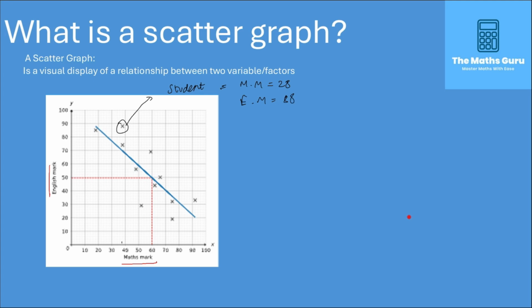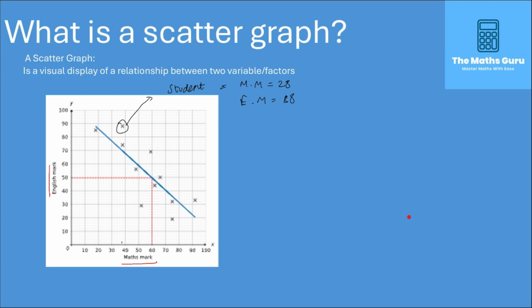So a scatter graph can help us determine the relationship between how a student did in their English compared to their maths, and see if there's any correlation between people who are good at English and people who are good at maths. Are they both good at English and maths and just academically superb, or are they good at English and not good at maths?